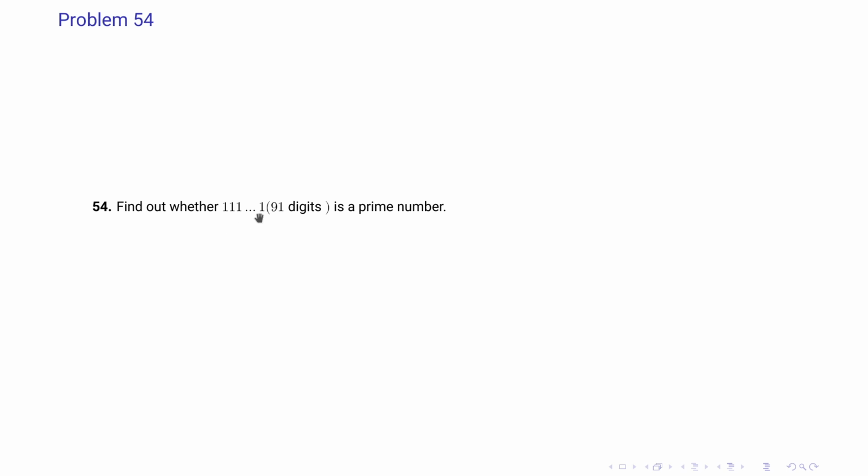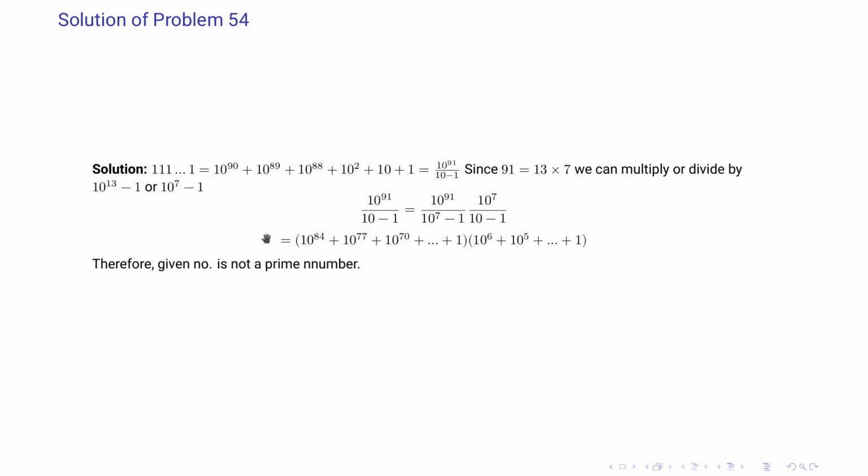Find out whether 111 up to 91 digits is a prime number. So we write 111... as 10 to the power 90 plus 10 to the power 89 and so on, which is equal to (10 to the power 91 minus 1)/9. Now we know that 91 is equal to 13 into 7. So we multiply or divide by 10 to the power 13 minus 1 or 10 to the power 7 minus 1.